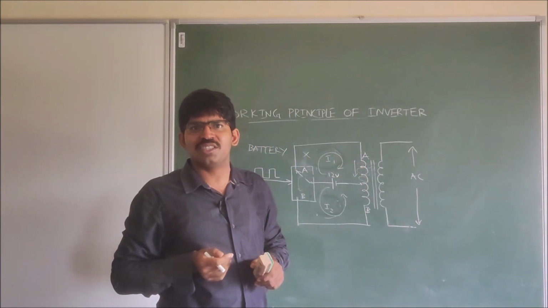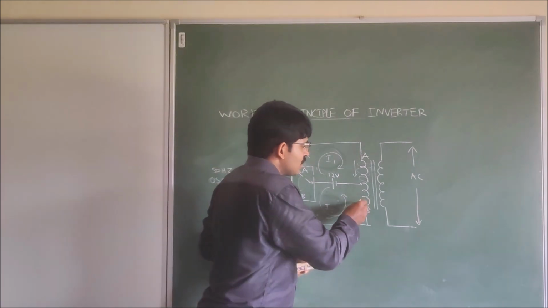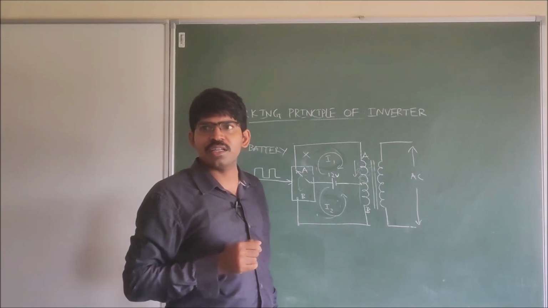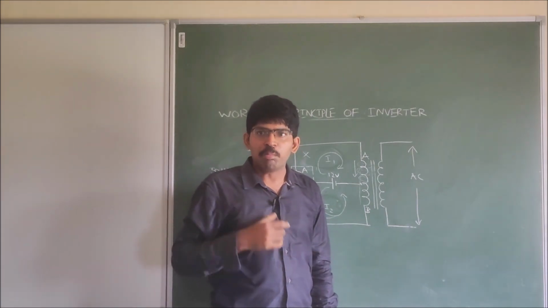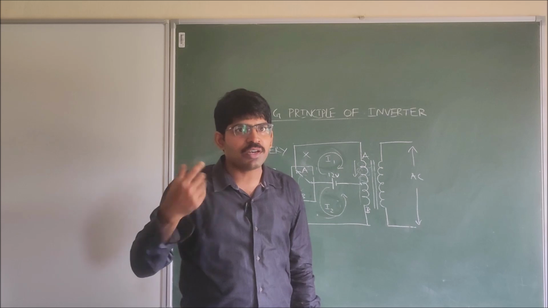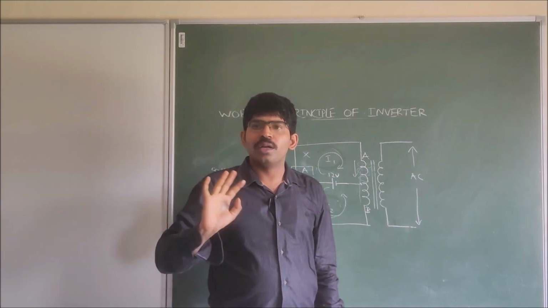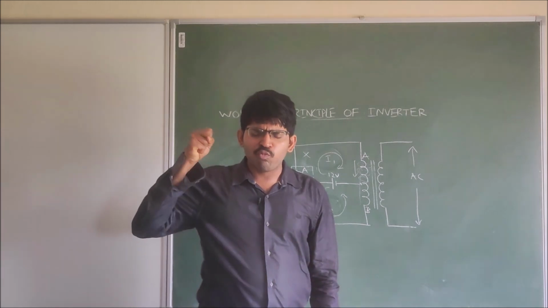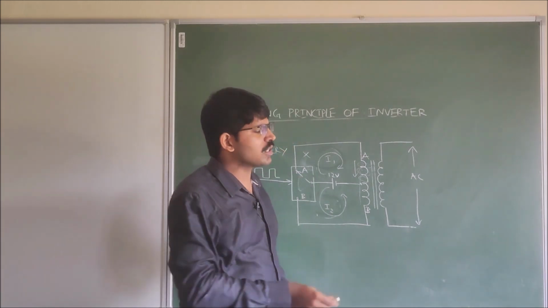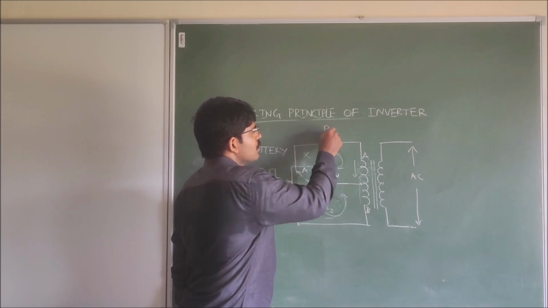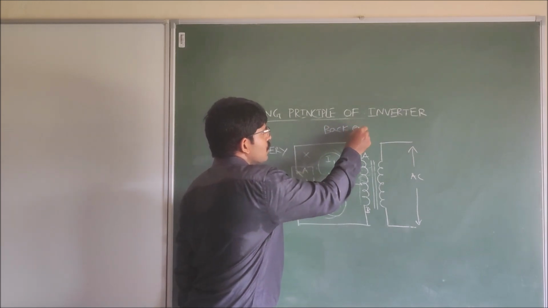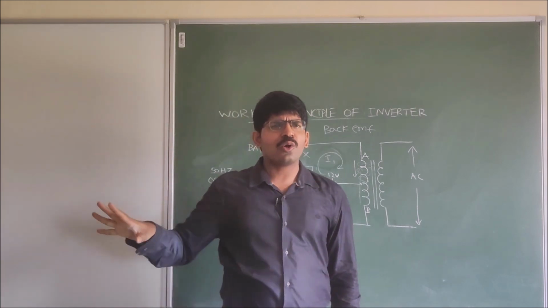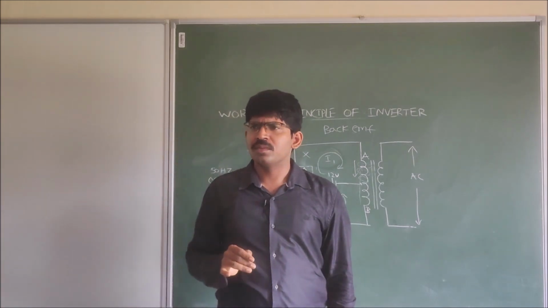Suddenly we changed the switch. Because of that, the current tries to flow in this direction. Inductor does not allow sudden changes in the current. But we are trying to do that change 50 times per second. So the inductor opposes with some force. That force is called back EMF. Inductor says, I will not allow this change in current.